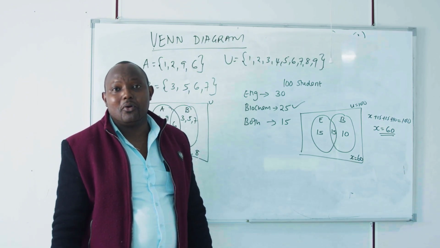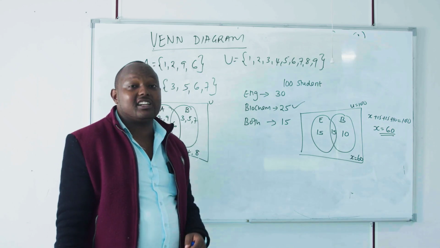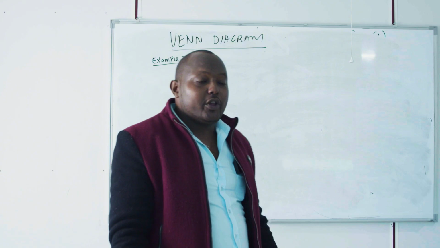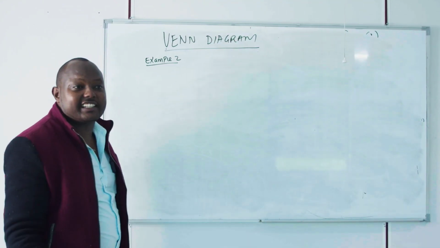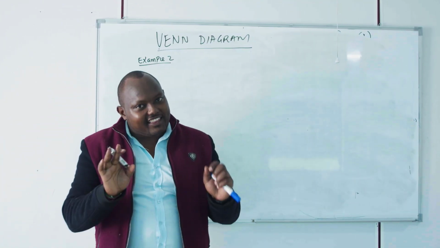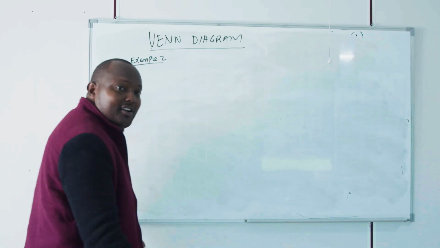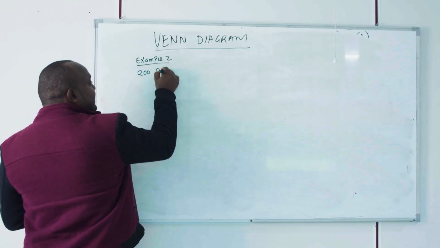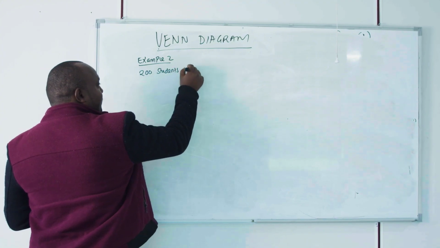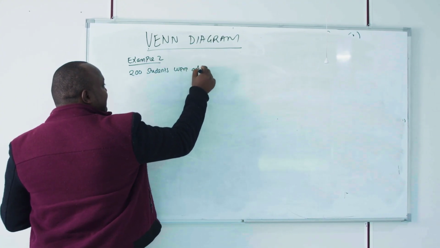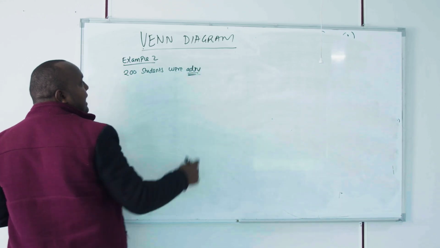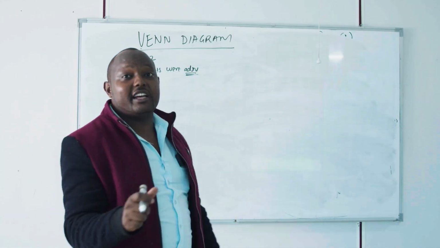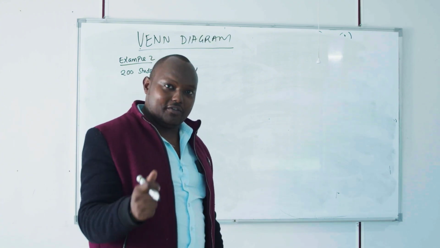Let's look at another example of a Venn diagram where we have 3 ordinary sets. On example 2, we look at another example where we have 3 ordinary sets. So let's take the same example. You have admitted 200 students. 200 students were admitted at Iceberg University.